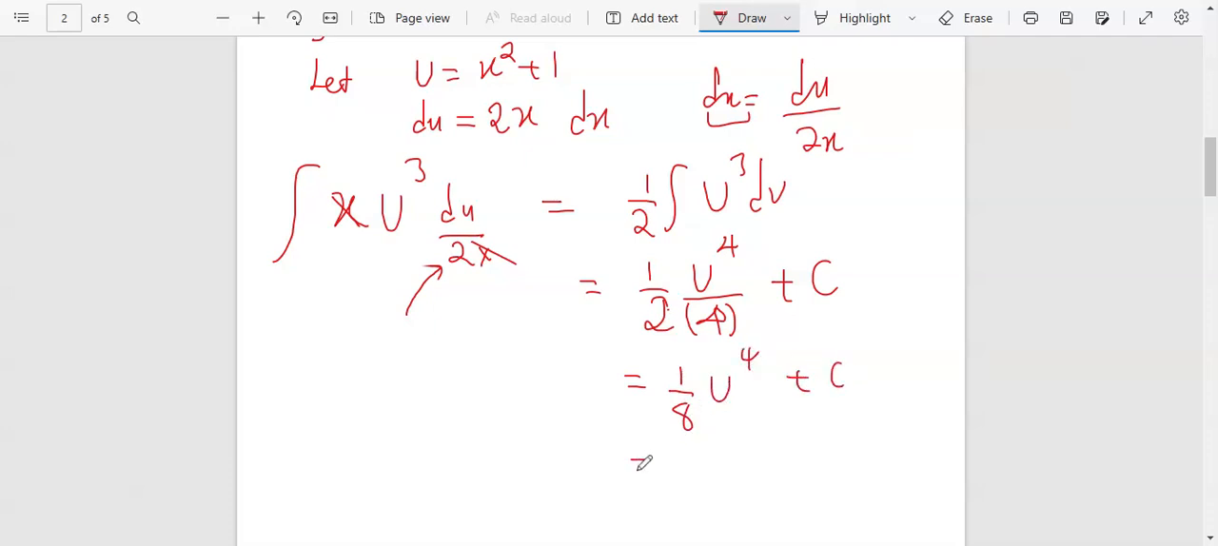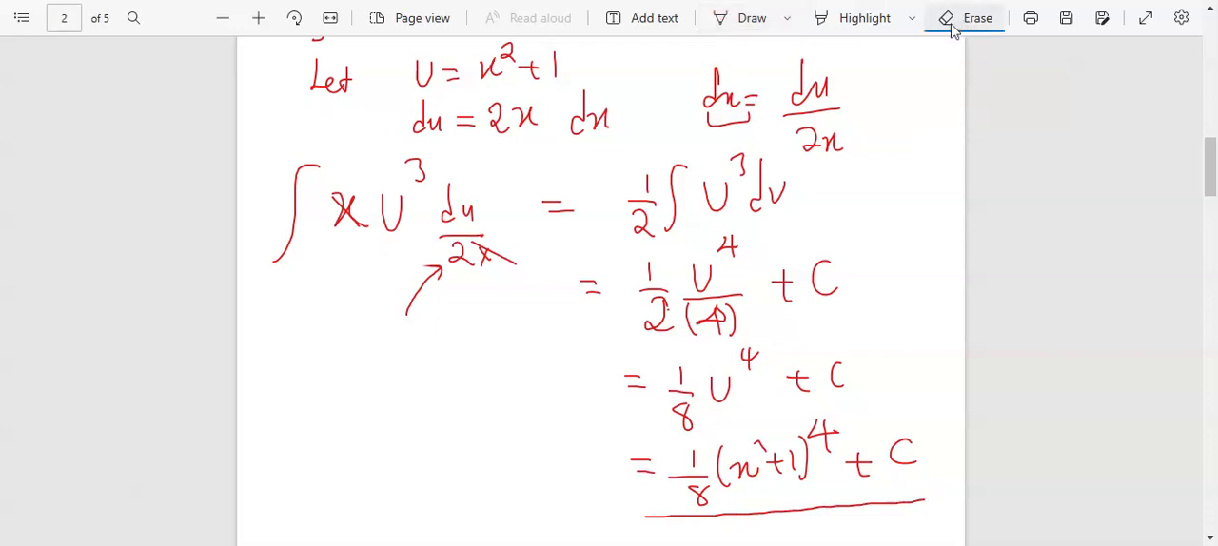And then substitute back u. So this becomes 1 over 8. Remember we said u was x squared plus 1, and then raised to the power 4, plus c. So this is the integral. Is this okay?